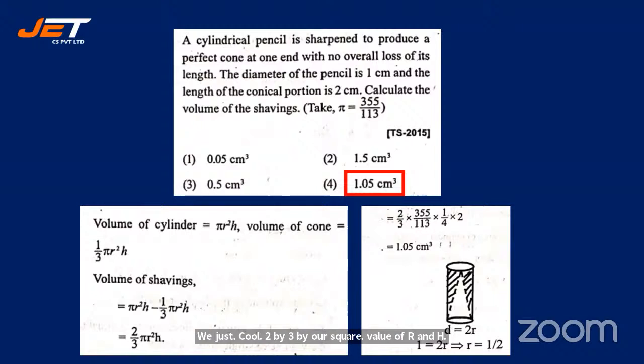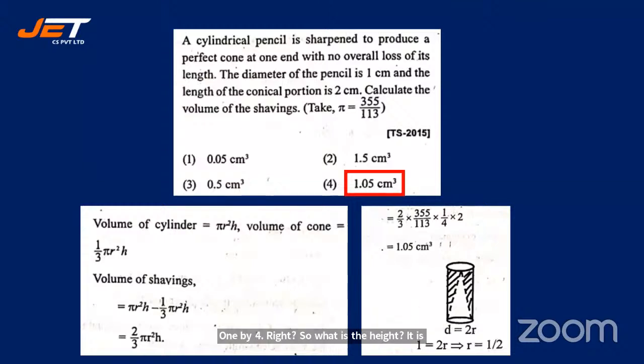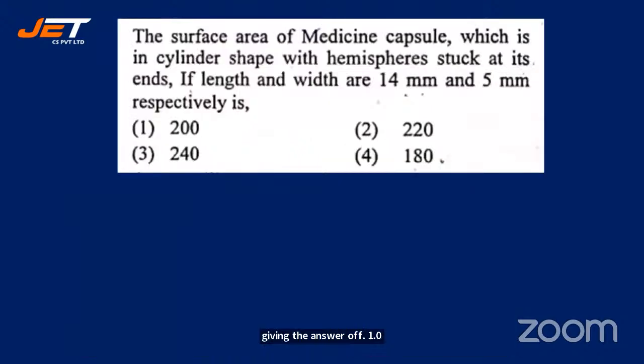2 by 3 pi, they wanted us to take 355 by 113. So what is the radius? It is 1 by 4. What is the height? It is 2. So by doing this, you will land up with the answer of 1.05 centimeter cube. All right, with this, let's move on to the next question.